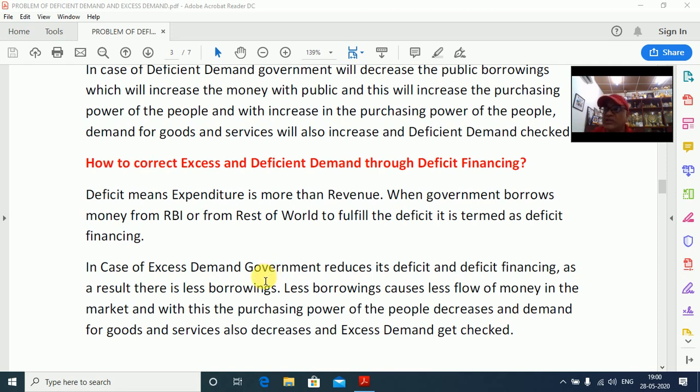To reduce the supply of money, so government will go for less deficit, and therefore there will be less deficit financing. If deficit will be less, so deficit financing means borrowing of the government will be less. So when government will borrow less money, there will be less borrowing, means less flow of money in the market.